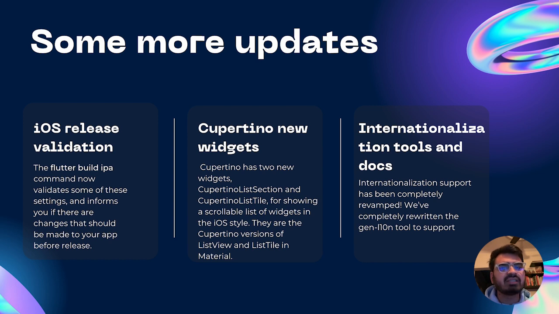Also, Cupertino has added 2 new widgets, CupertinoListSection and CupertinoListTile, for showing a scrollable list of widgets in the iOS style. These 2 widgets are the Cupertino version of ListView and ListTile in Material. Internationalization tools and docs support has also been completely revamped. The team has rewritten the gen_l10n tool to support descriptive syntax errors and complex messages.